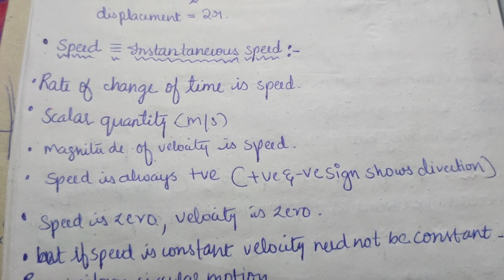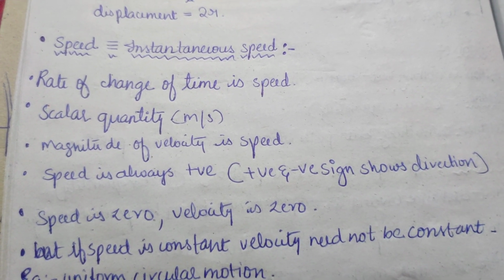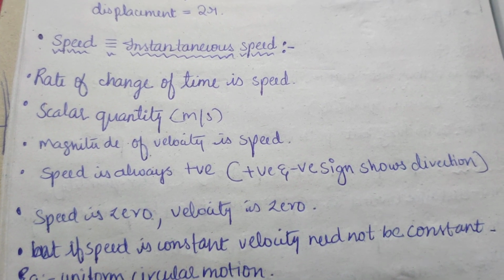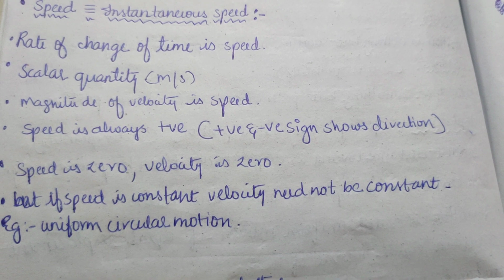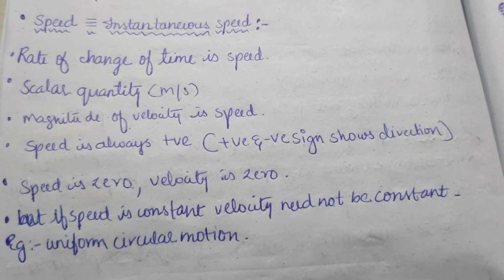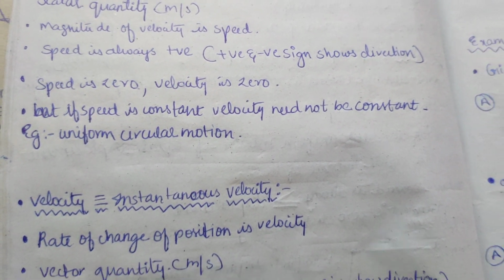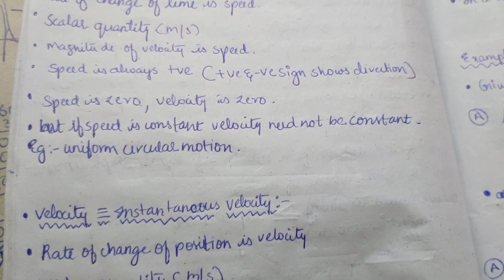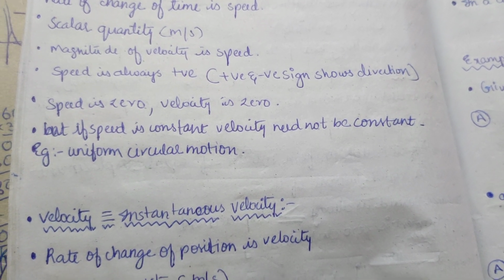Now speed. Speed is equivalent to instantaneous speed. The rate of change of distance with time is speed. It is a scalar quantity, with unit meter per second. Magnitude of velocity is speed. Speed is always positive, whereas positive and negative signs of velocity show direction. If speed is 0, velocity is 0, but if speed is constant, velocity need not be constant. For example, uniform circular motion.